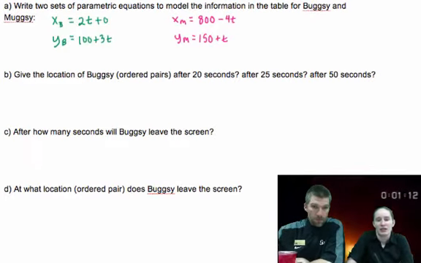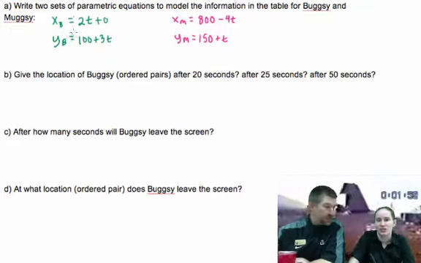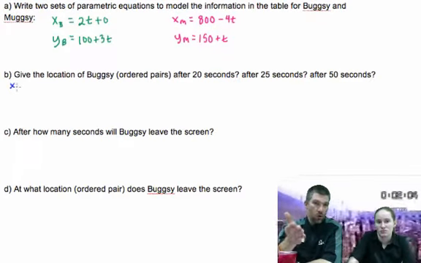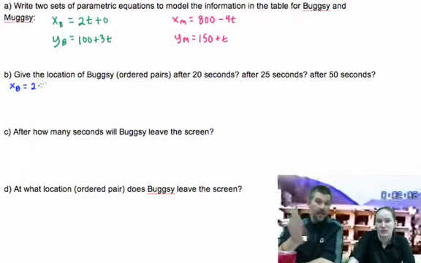Absolutely. B, give the location of Bugsy in ordered pair after 20 seconds, 25 seconds, and after 50 seconds. Well, we just have to plug in, right? Yeah, that's the t value there. So in order to get the actual ordered pair, what they're saying is t has to be 20.